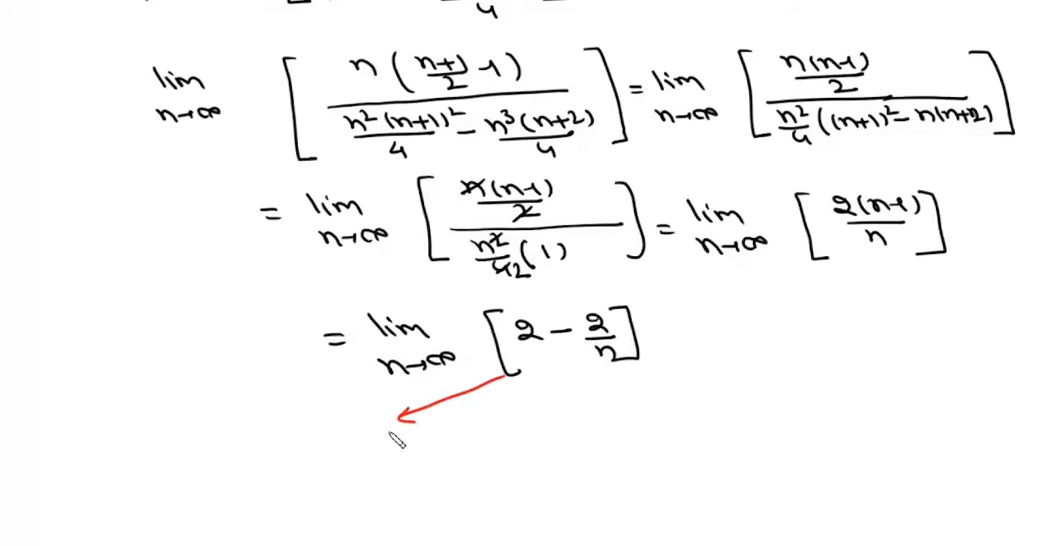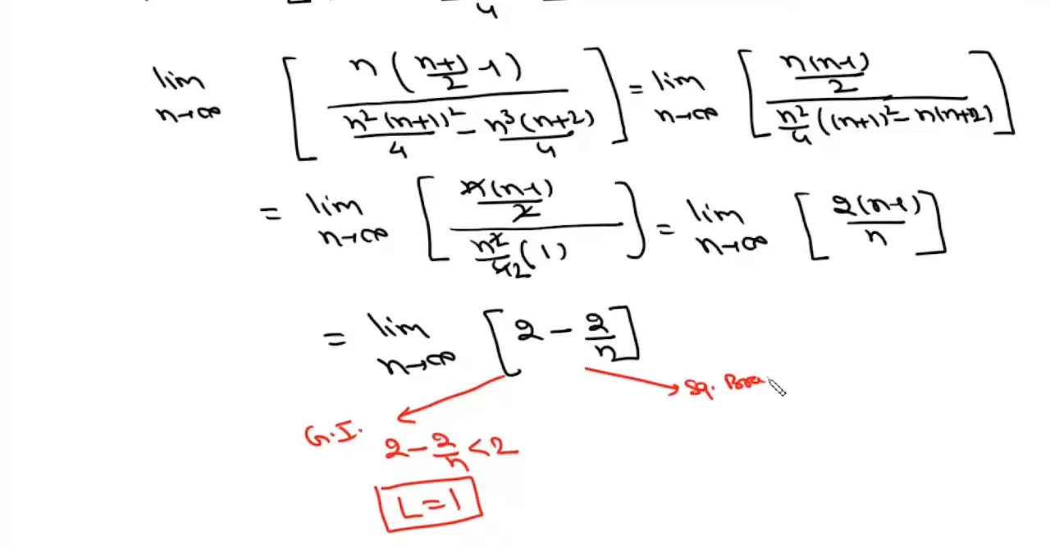Now if we consider this bracket as greatest integer function, then we know that 2 minus 2 by n is less than 2. In that case, the value of this limit will be 1. And if we consider them as simple square brackets, then this limit will be simply 2 minus 0, and then it will be 2. In some of the books, you'll find this answer as L equals 2. But in the question, since they have mentioned that this box represents greatest integer function, I think the answer to this question should be L equals 1.